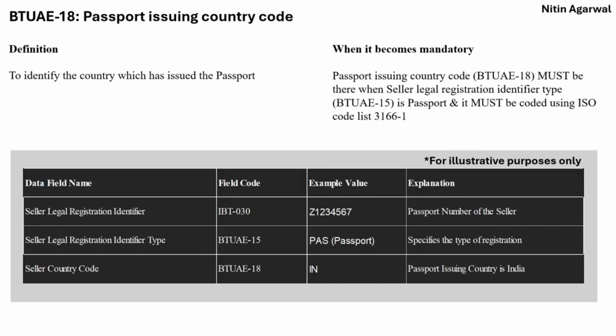We now move on to BT-UAE 18, which makes it mandatory to capture the passport issuing country code of the seller, where the seller registration identifier type is passport. In the example that we are showing on the screen, the passport issuing country code is IN, which represents the passport has been issued from India.